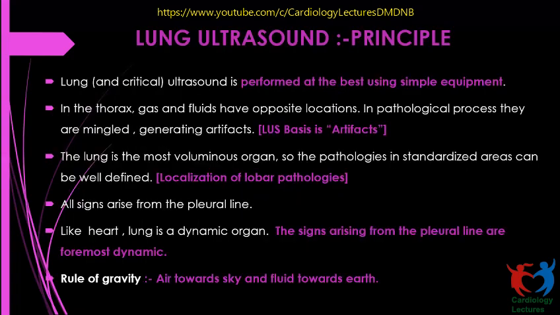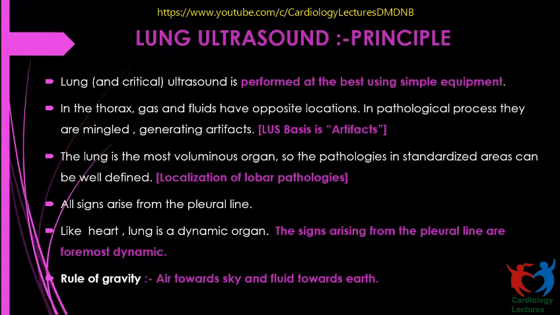So coming to the principles of the lung ultrasound, the lung and the critical ultrasound is performed at the best using simple equipment. In the thorax, gas and fluid have opposite locations because of the gravity in supine position. In pathological processes, they are mingled, generating artifacts. So lung ultrasound basis is artifacts. The lung is the most voluminous organ. So pathologies in standardized areas can be well defined. That means localization to the level of lobe. The pathologies can be localized to the lobar level.